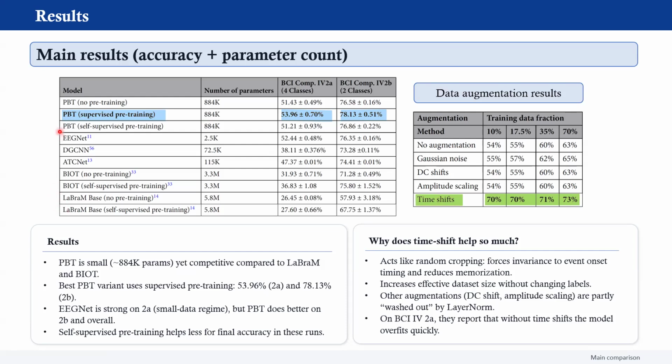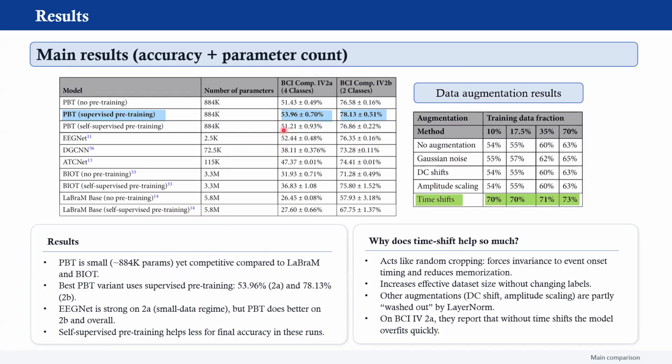So what they find is that on their fine-tuning data sets, the supervised pre-training model seems to achieve the best accuracy, which is interesting. So their main result is that it is small compared to LaBraM and BIOT, and it still seems to be more competitive on these downstream tasks.